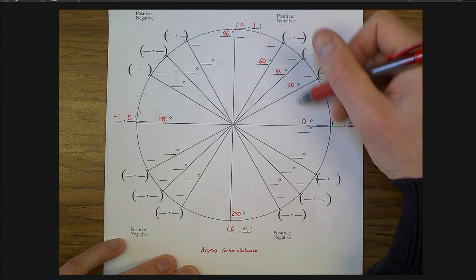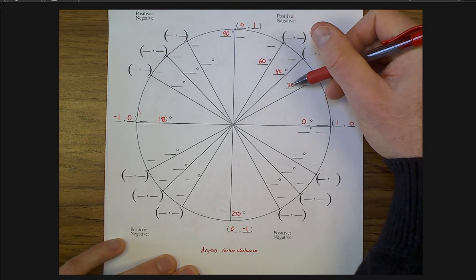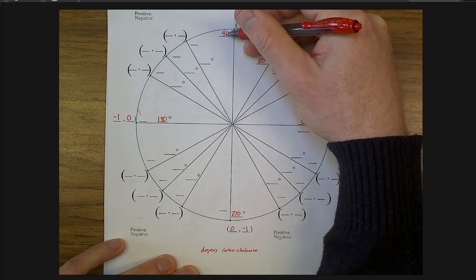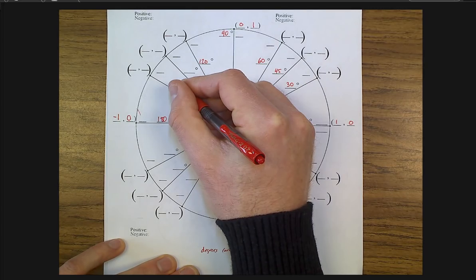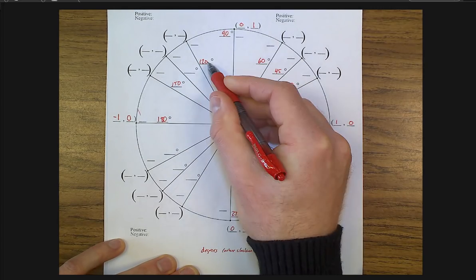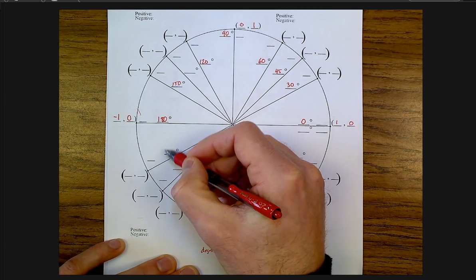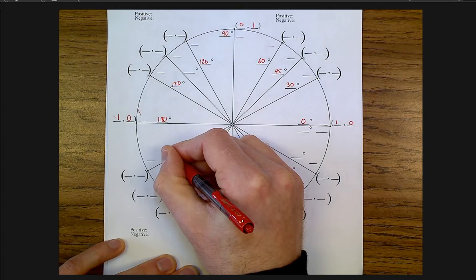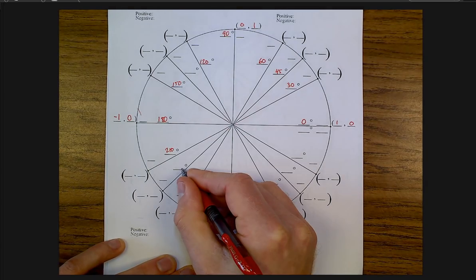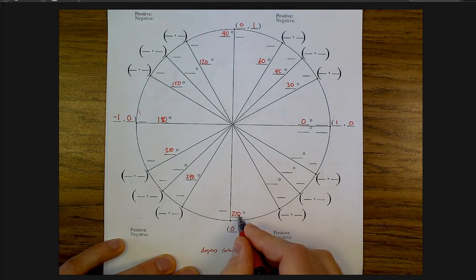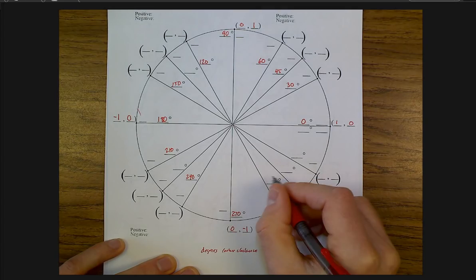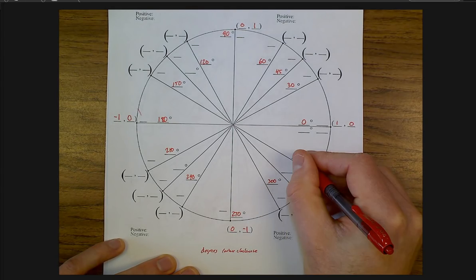So they go 0, go in increments of 30, 30, 60, 90. This would be 120. Skip the 45, so add 30. This would be 150. Notice I'm going in increments of 30, so there's 180. Another 30 would be 210. Skip the middle one because that's the 45. This would be 240. And then that would add 30 to 270. The next one would be 300. Skip the 45. This would be 330.